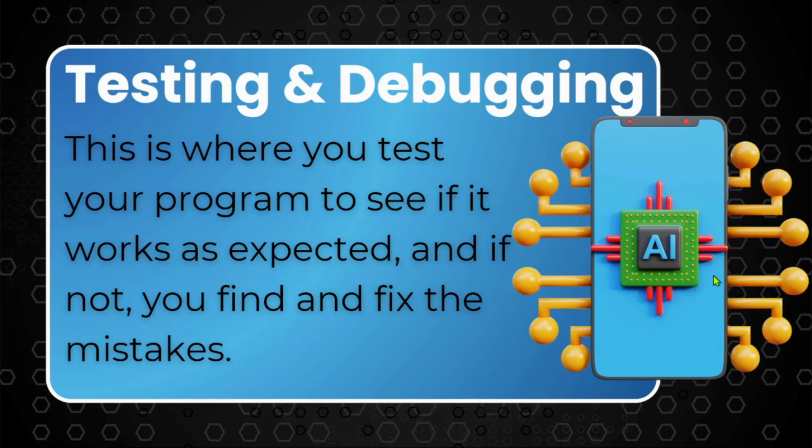What if your program is not working as intended? This is where testing and debugging comes into place. This is where you test your program to see if it works as expected. And if not, you need to find and fix those mistakes. And we are going to talk more about those mistakes very soon.